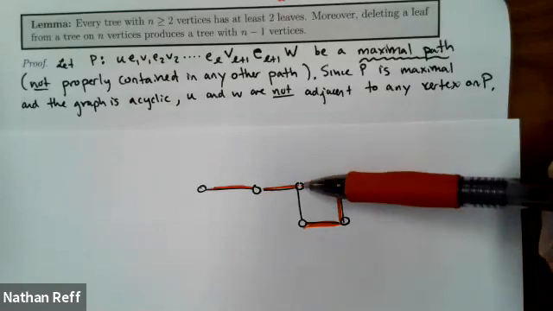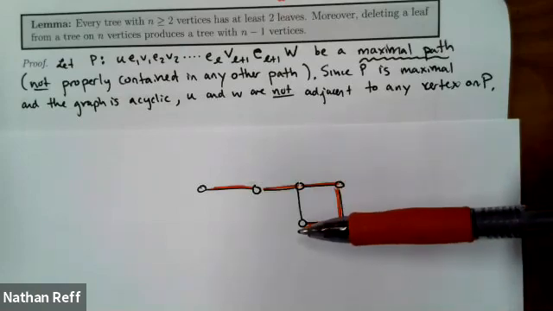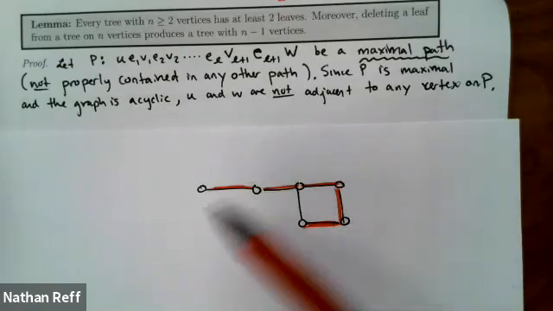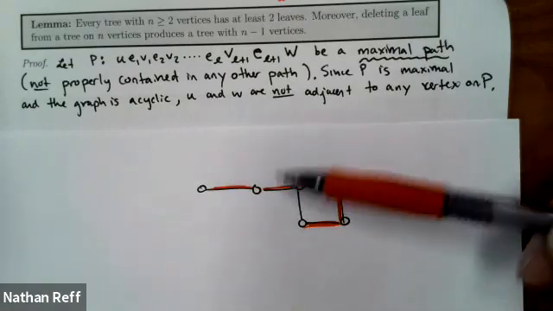Because then I would be repeating this vertex. Are we okay with that? It would be a walk, but it wouldn't be a path, right? Now, it is maximal. Do you agree that there's no other path that's bigger than this one?